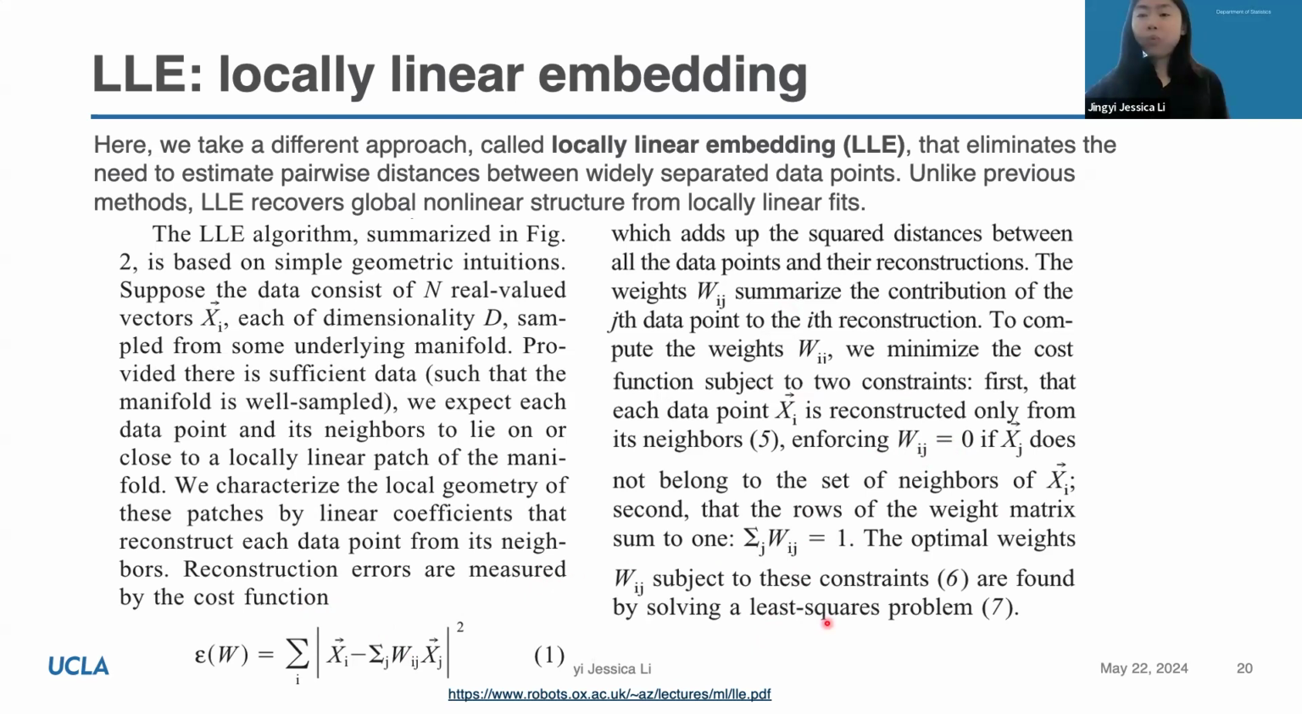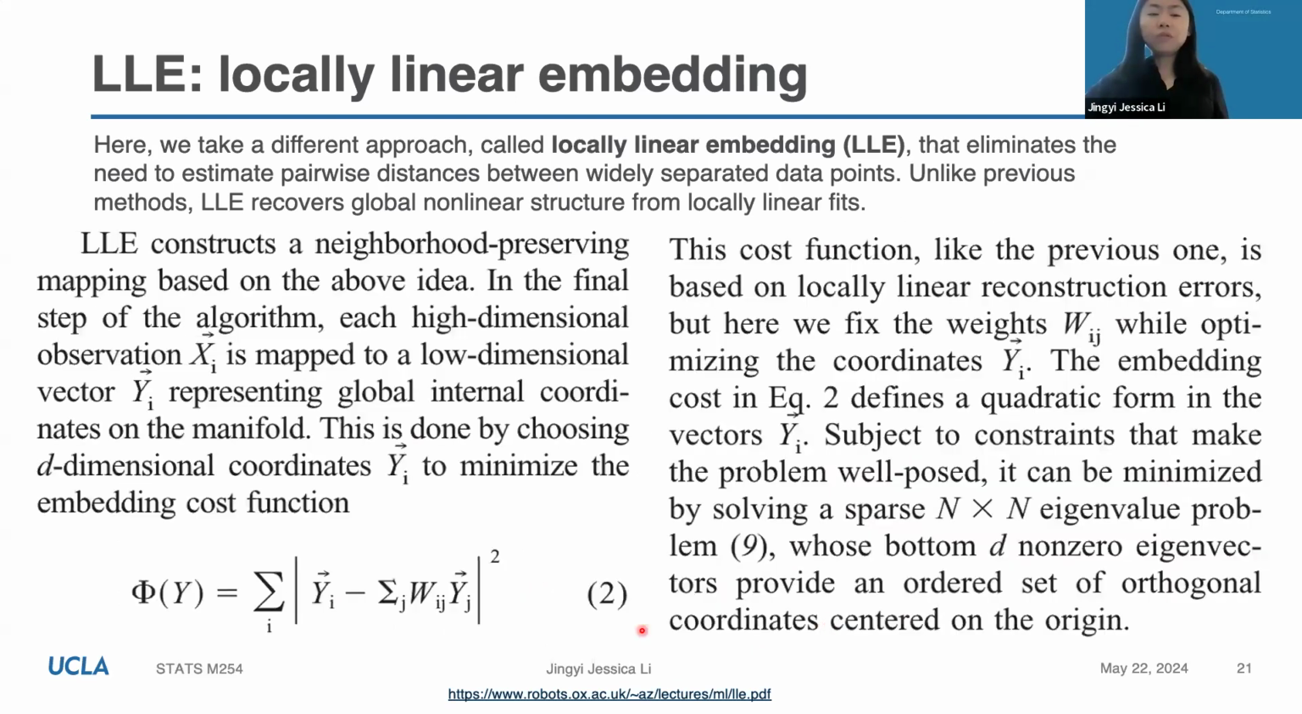All right, so once we have the weights, then we solve another optimization problem. That is, we want to find the Yi, each Y for one data point. So here, what we do is fix the weights from the previous step while optimizing the coordinates Yi in the 2D space. The embedding cost, which is here, defines a quadratic form in the vectors Yi. Subject to constraints that make the problem well posed, it can be minimized by solving a sparse n by n eigenvalue problem, whose bottom D non-zero eigenvectors provide an ordered set of orthogonal coordinates centered on the origin. This is something good to know.